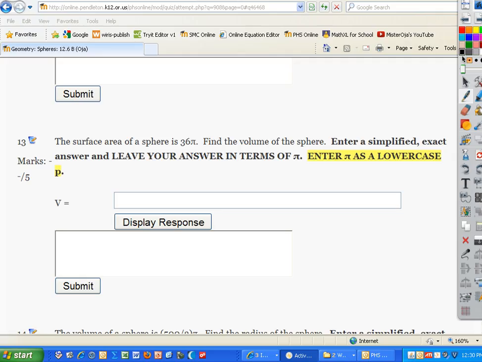Okay, so what was it again now for the surface area of a sphere? Not 2 pi r squared. 4 pi r squared. There we go. So surface area is 4 pi r squared, and we're told that that's equal to 36 pi. So we've got to solve for r there. What are the steps we could go through to solve for r there?